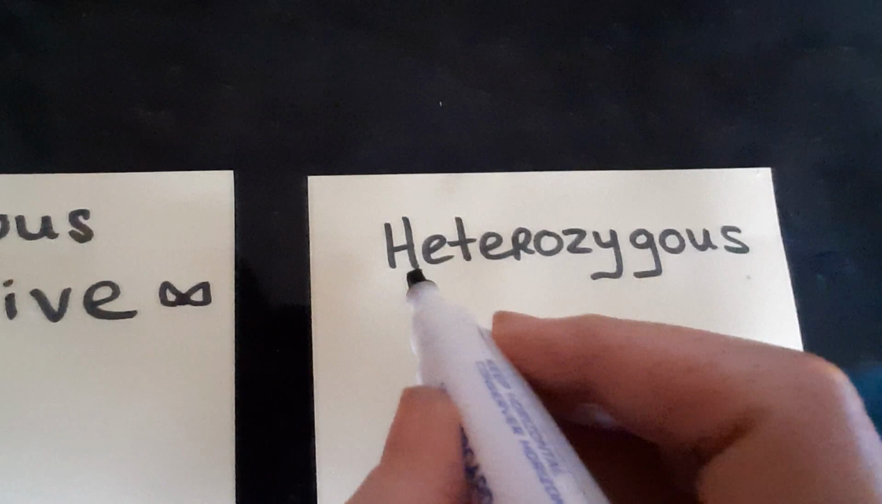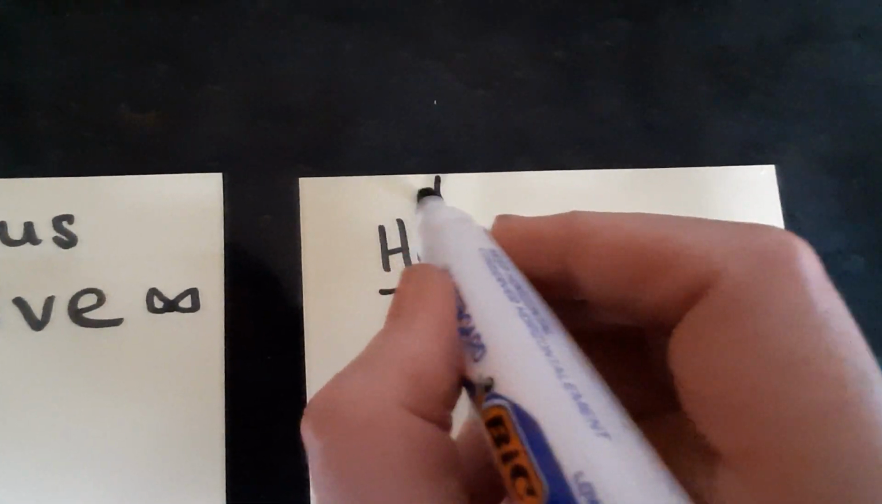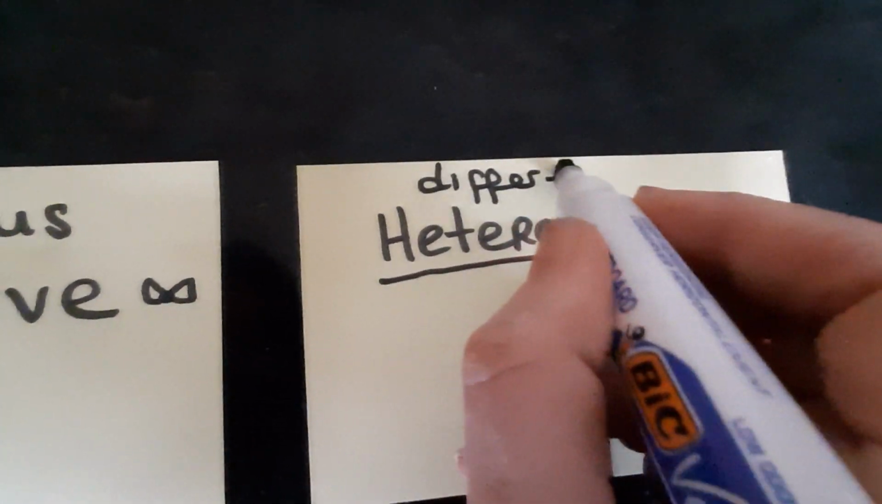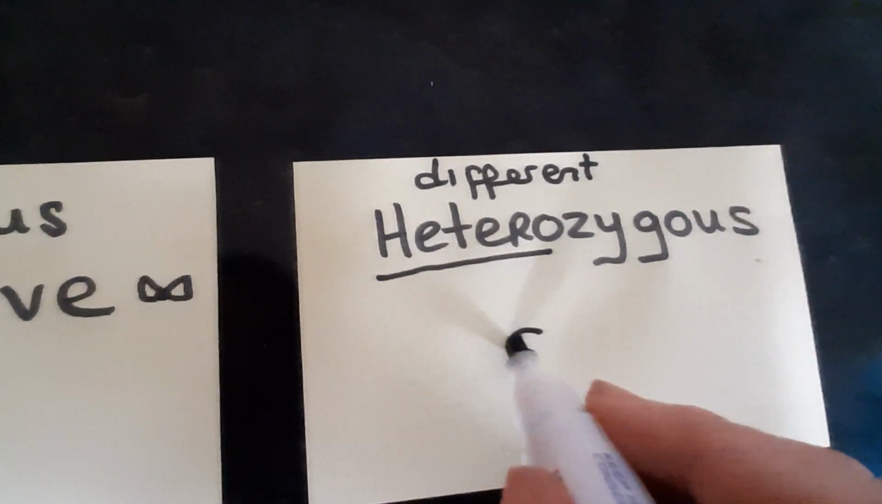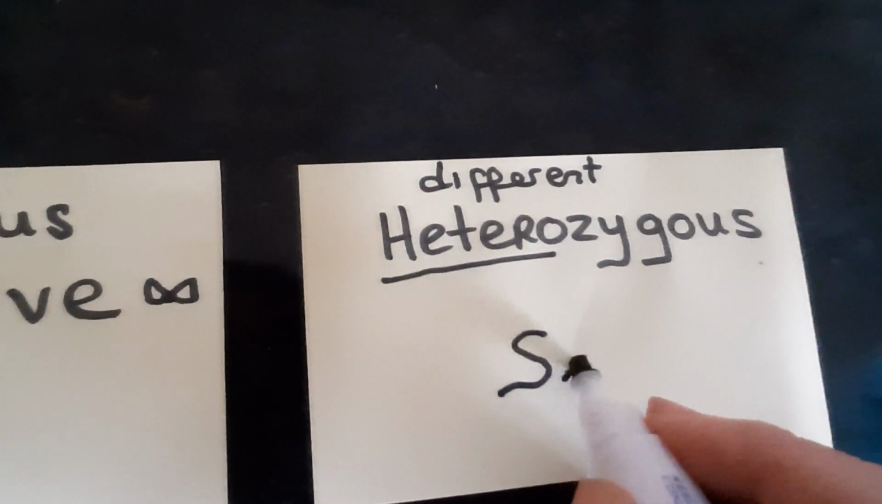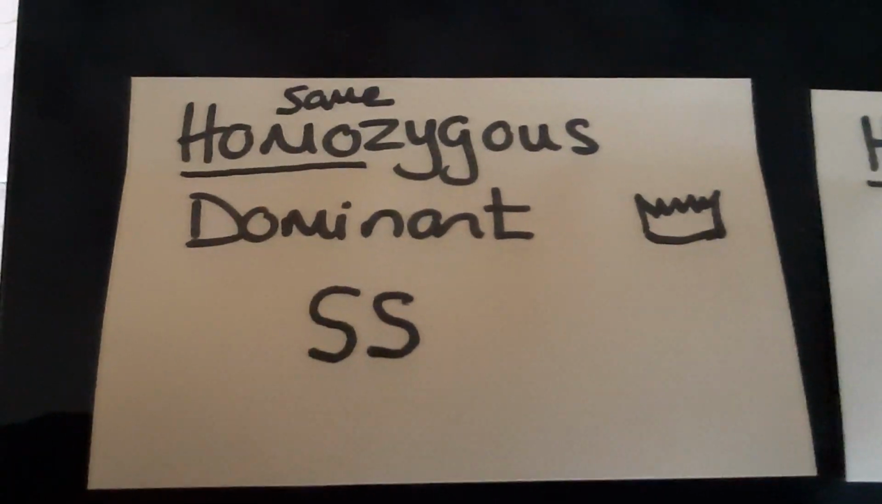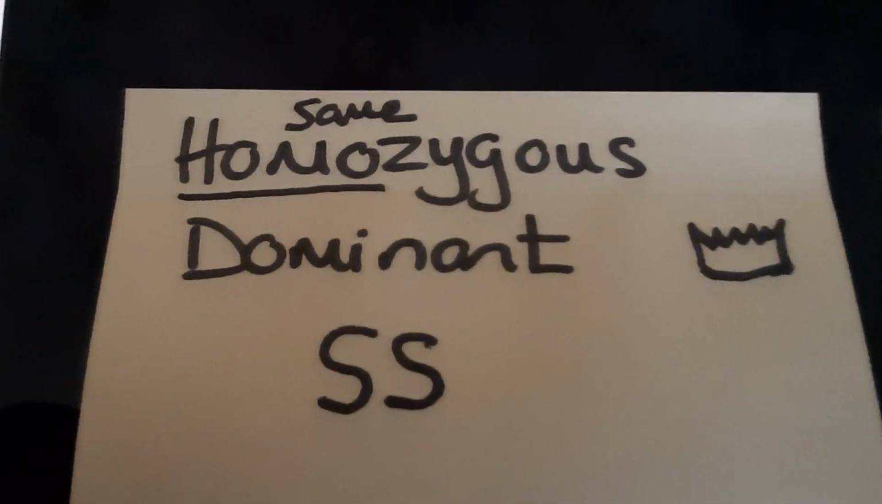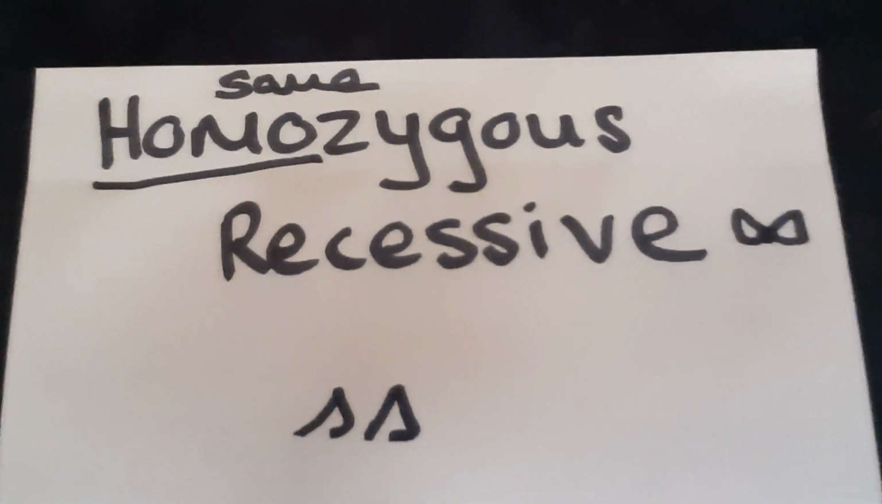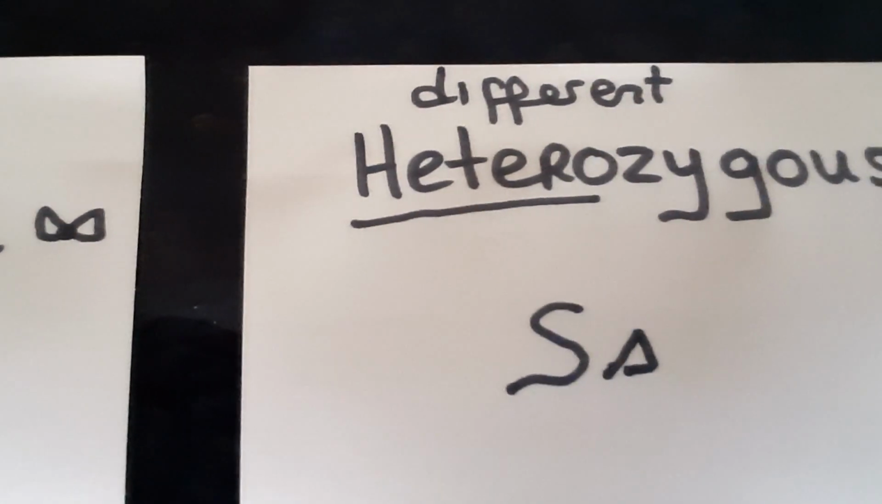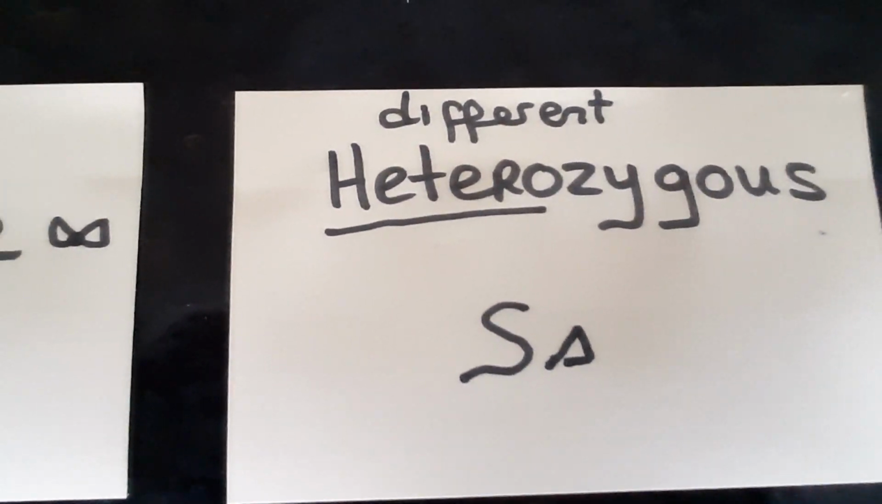And then our other term is heterozygous, and we're familiar with the idea that hetero means different. In this case, it means different alleles. So I'm going to give it a big S and a small s. So it's two different alleles. I'm just going to recap again. Homozygous dominant means two large S's. Homozygous recessive means the same, but it's two small s's. And heterozygous means different, so it's a big S and a small s.